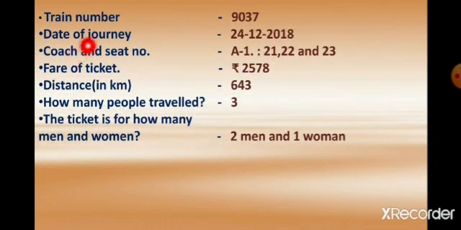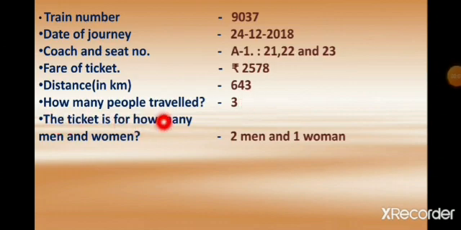So now write down all the information. First one is train number, that is 9037. Second is date of journey, that is 24/12/2018. Now coach and seat number. So coach is A1 and seat number is 21, 22 and 23. Fare of ticket. Fare means rent. That is rupees 2578. Now distance in kilometer. That is 643.